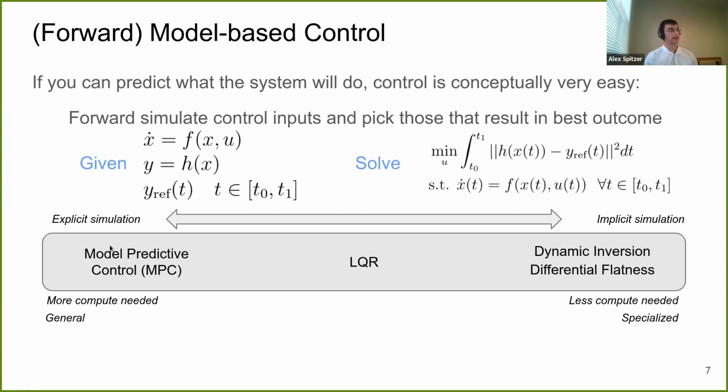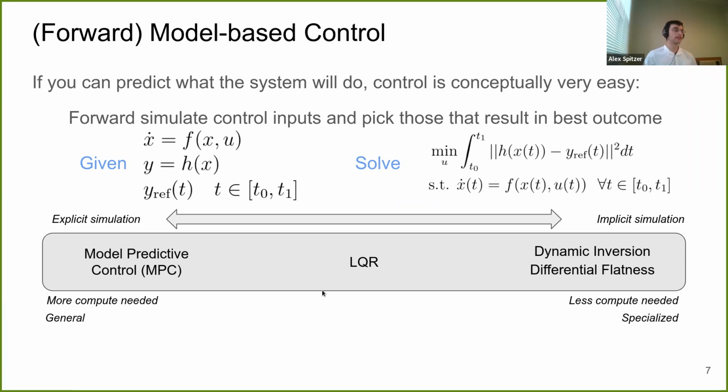On the left, we have the most explicit simulation approach, which is this broad category that may be called model predictive control. Typically these methods require a lot of compute, but they're also very general. On the other side of the spectrum, we have more implicit simulations, such as dynamic inversion and differential flatness, which we'll be talking about in this talk. The advantage is that they require much less compute, but they're also more specialized. So they work in a smaller number of cases, and they make a lot more assumptions about the dynamics and about the cost functions that you're interested in.